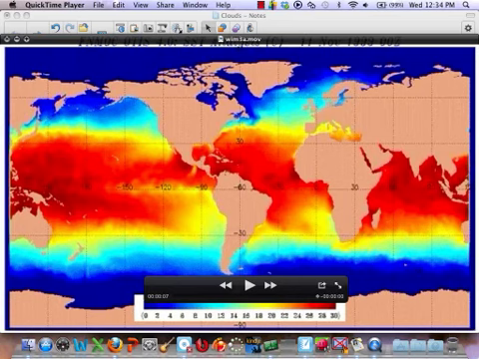Now, you see a little Hawaii right here in the ocean. There is a very strong easterly current in the Pacific that basically cycles, goes like this. It cycles all the way around the Pacific.